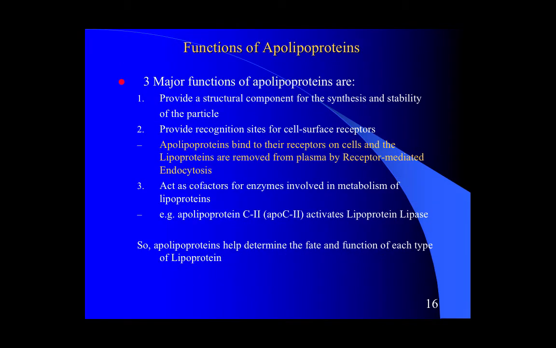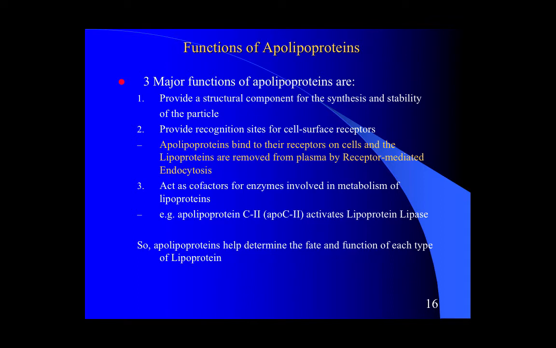So this one says the functions of apolipoproteins. We've talked about a few of them. They're a structural component for the synthesis and stability of the particle. Who can give me an example of that? Which apolipoproteins? Structural. B48 and B100. Good. They provide recognition sites for cell surface receptors. We'll go through that in a second. The third one, they act as cofactors for enzymes involved in the metabolism of lipoproteins, like ApoC2. It activates lipoprotein lipase. So it's a cofactor. So apolipoproteins help determine the fate and function of each type of lipoprotein.